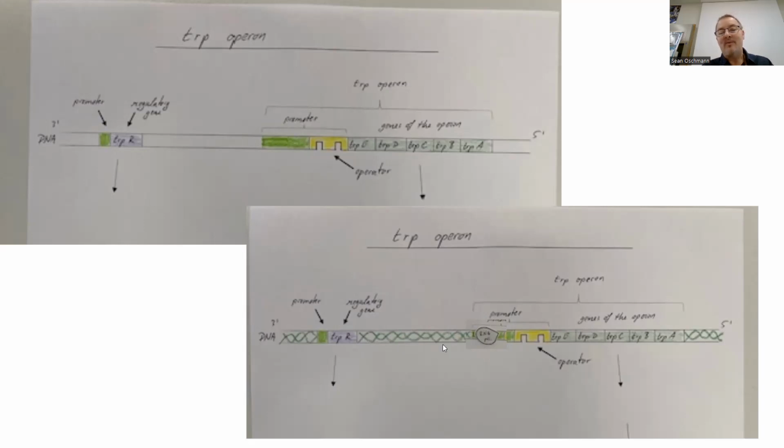Now we can also take one of the RNA polymerase cutouts and put it right here. So it binds to the promoter, which then enables it to start transcription of those genes. So here we write transcription and we draw the mRNA strip here.